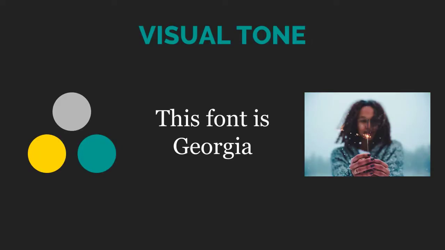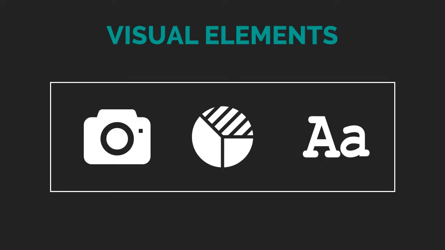The visual tone is the colors, the fonts, and the imagery throughout an entire document or design. The goal with the visual tone is to tell a visual story that is cohesive. The visual elements are all of the items on the page: photos, icons, charts, tables. All of these items should together follow the visual tone.